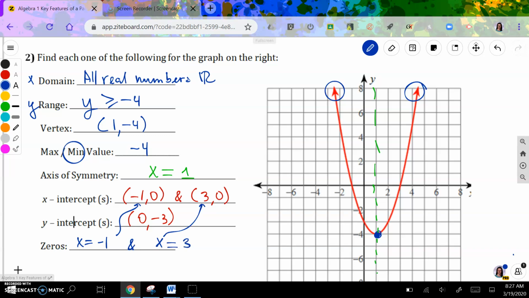And that's it. So now you know all the academic vocabulary there is to know associated with parabolas. And tomorrow we're going to spend the day just practicing identifying things and graphing parabolas with specific key features. Thanks again.